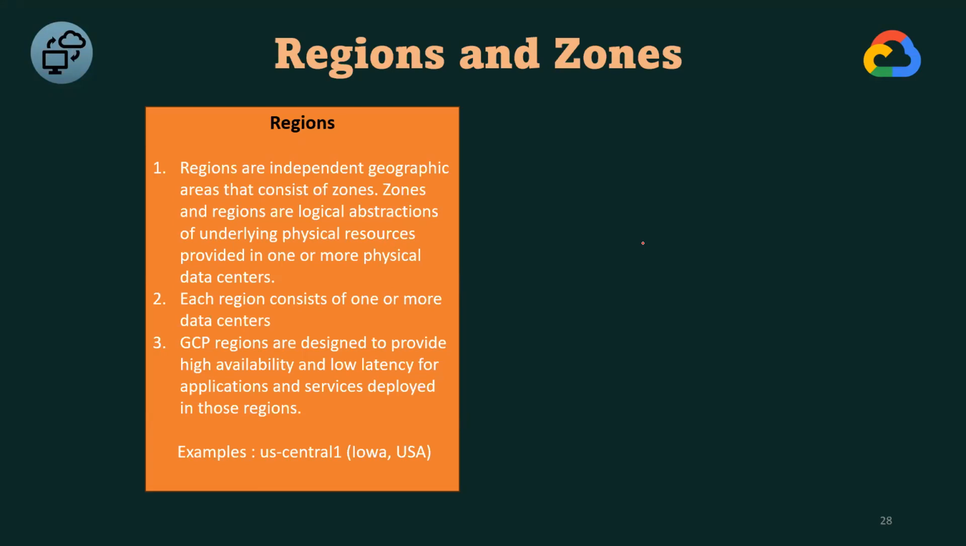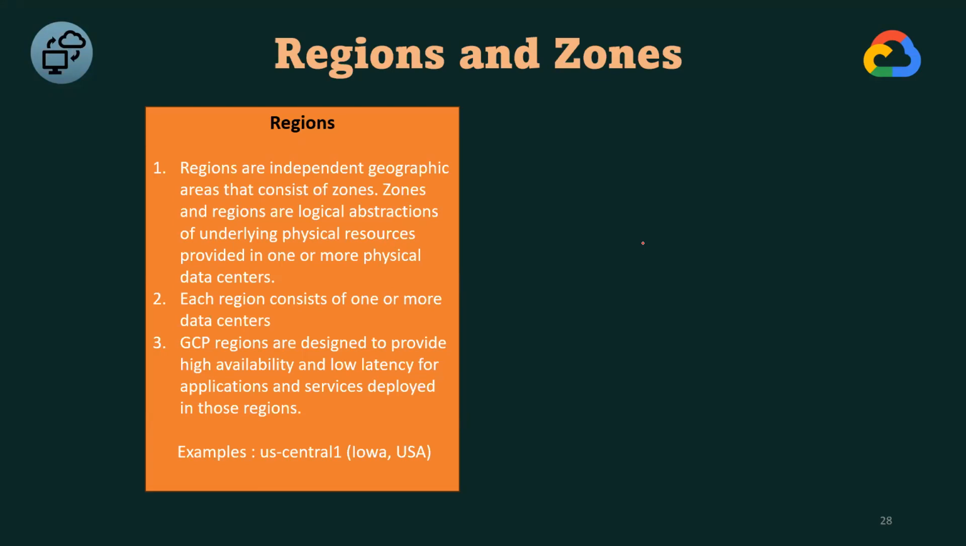Okay, if it is not available, you can't select the location. If it is available, you can select that location. So it is purely a logical abstraction of underlying physical resources, provided in one or more data centers. Each region consists of one or more data centers. You can think of one zone as equal to one data center. So each region is multiple zones, nothing but multiple data centers.